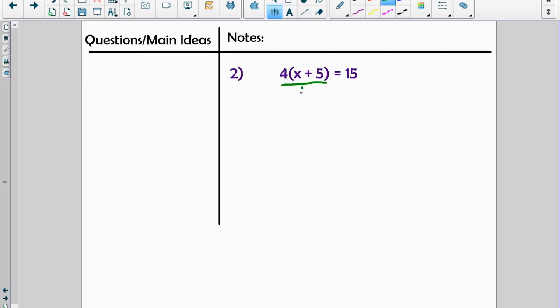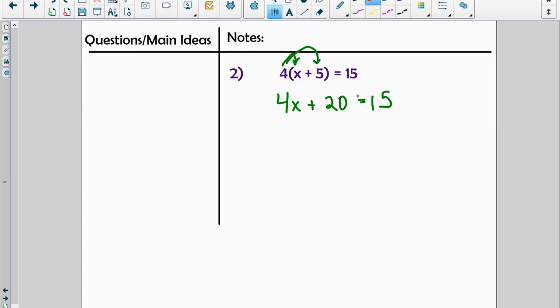If I wanted to undo multiplication, I would divide. And while that works on the left-hand side to divide, 15 is not divisible by 4. I'd be getting decimal answers when I do that. So instead, let's distribute. And we can maybe avoid decimals. So we start by multiplying 4 times x and 4 times 5. That gives us 4x plus 20 equals 15.